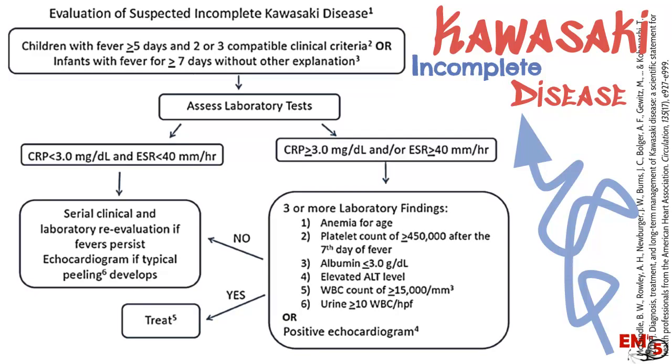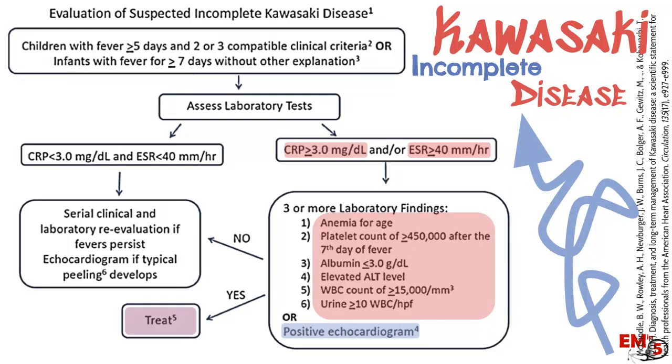So, luckily for us, if we're concerned about an incomplete Kawasaki's or maybe a delayed presentation, the AHA gave us this algorithm to help talk us through it. So this is for kids who've had fever more than 5 days, but maybe only 2 or 3 of the criteria. Or it's an infant who's had a fever for more than 7 days and no explanation. What we need to do is get an ESR and CRP. If they're elevated, we go on to get some more labs and maybe do an echo. And if those are positive, we have to treat them right away with IVIG.